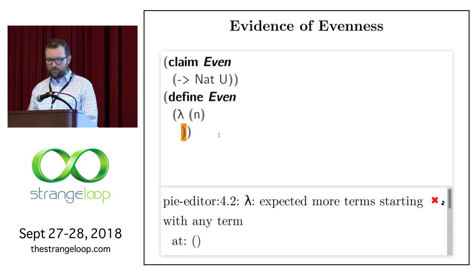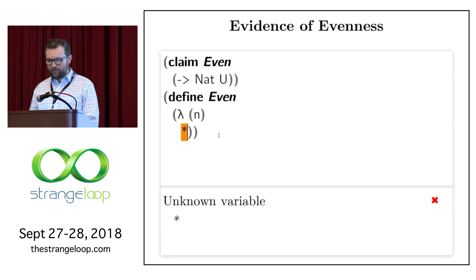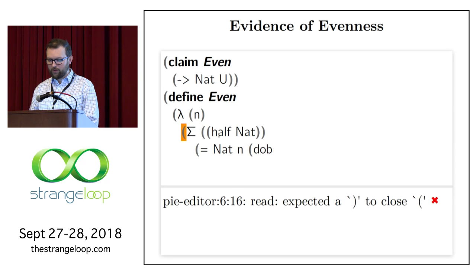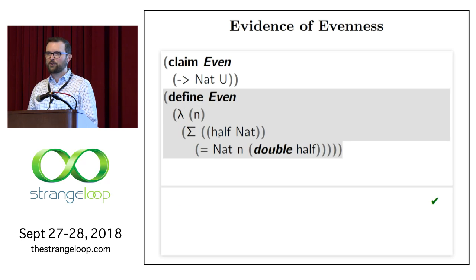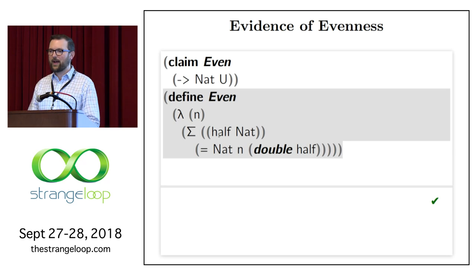Well, it means that we can cut it in half evenly. So in other words, it means that there exists some other number, so sigma, and we're going to call that other number half, and it's going to be a nat. And what property does that number have? Well, it turns out equal nat, n, and then double half. Because if you double half of something, you should get it back. And if n were an odd number, then we wouldn't be able to do that. We wouldn't be able to cut it into something where doubling it would get it back.